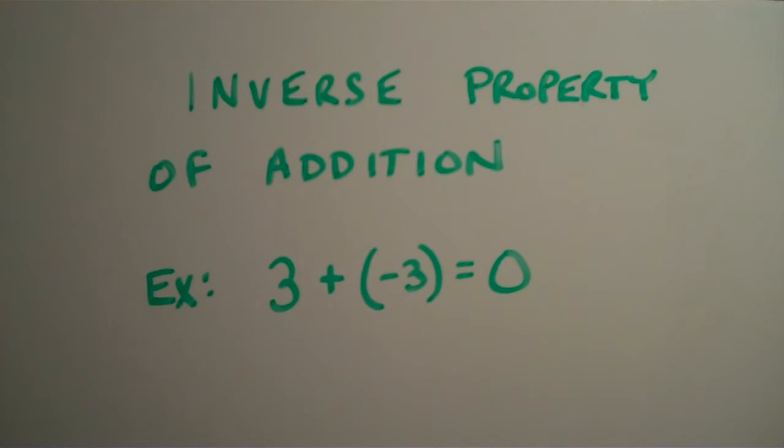The next property we're going to talk about is the inverse property of addition. Or another way of saying that is the additive inverse. Basically what we're talking about here is the opposite of a number. In other words, if we add -3 to 3, we are going to get 0. Similarly, if we have the number -5, we would add the number 5 to get 0. This is the additive inverse property.